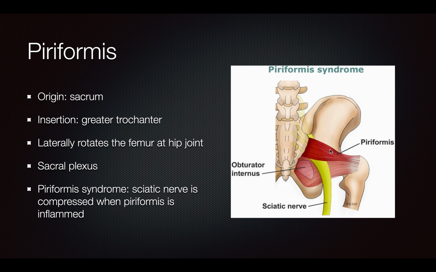The piriformis: the origin is the sacrum. It also inserts onto the greater trochanter and also laterally rotates the femur. This will be innervated by the sacral plexus.